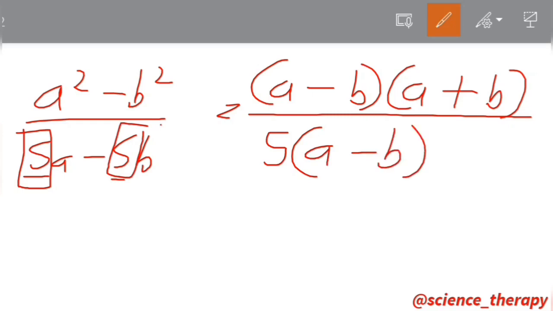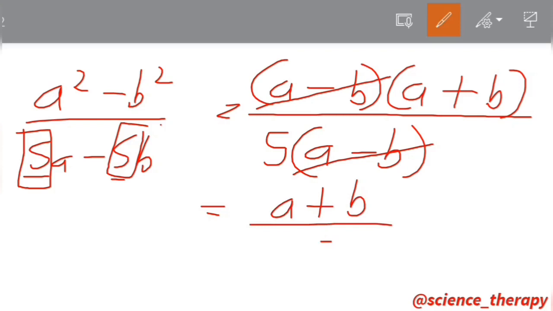So remember, we said we are aiming to have that common expression in the numerator and denominator so that we can divide it out. So now, what is that common expression between the numerator and denominator? We can see that the common expression is a minus b, a minus b. So what does it do? Divide out, right? So now in the numerator, we are only left with a plus b, and in the denominator, we are left with 5. That becomes your solution.